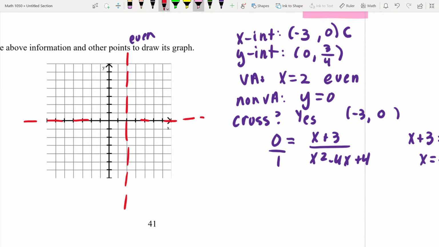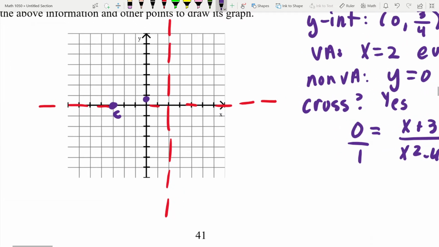It's supposed to be on the axis. And I'm going to leave the center open. Why did I leave the center open? Because it crosses it, right? Okay. -3, 0 is where it crosses, so I'm going to put a dot right there, and put the letter C. 0, 3/4 is right here. That's everything I know. How many pieces to my graph?